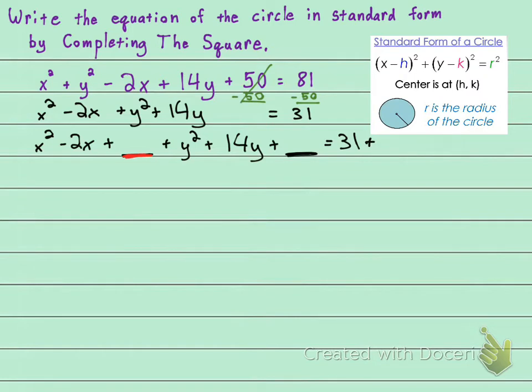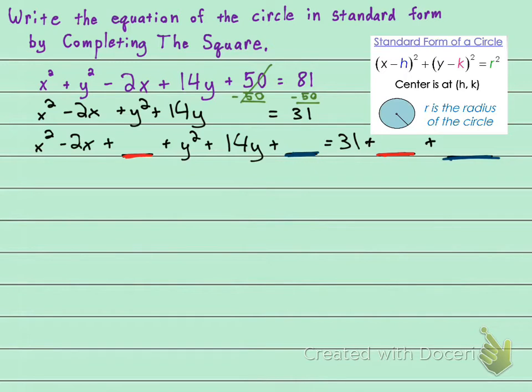Now when I add a number into this red blank on the left, guess what? I need to add it to the right also. And if I add a number into this blue blank, I also need to add it to the right to balance out that equation.